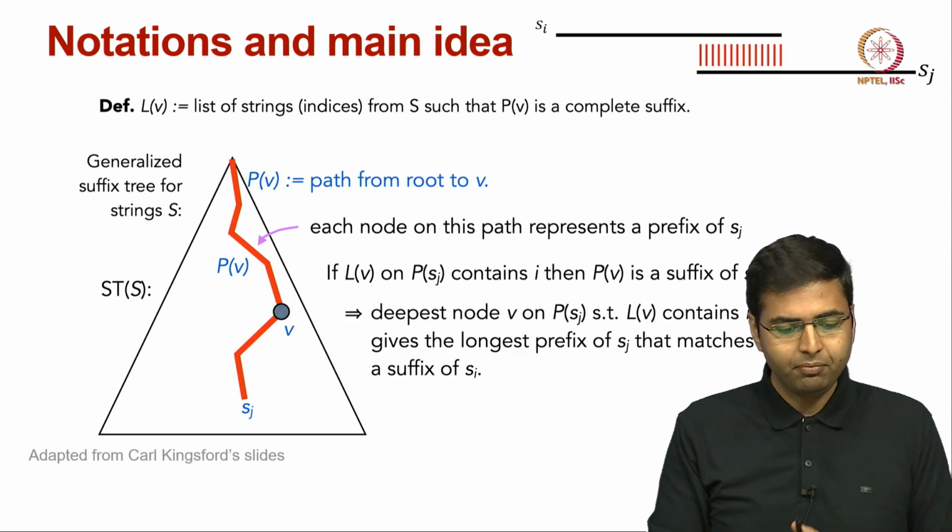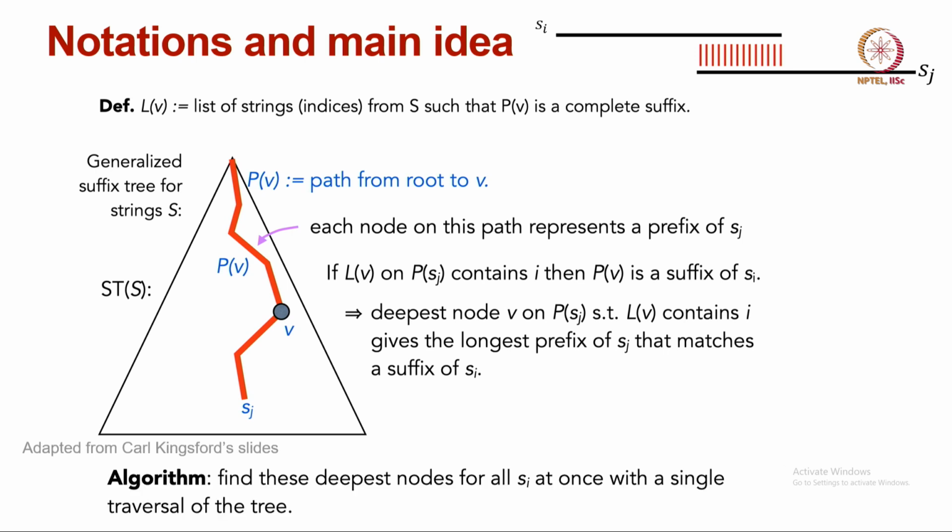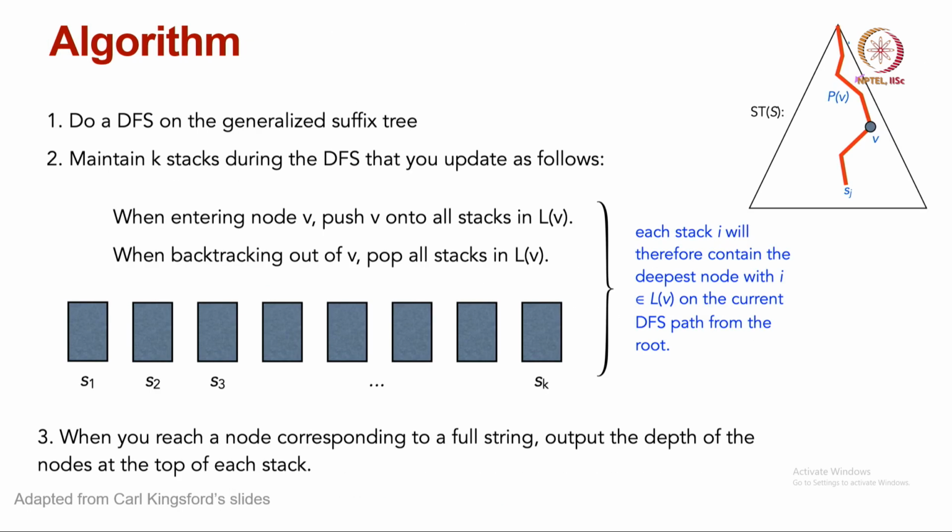So, this is just repeating the step I said just now. The deepest node V on the path such that LV contains i gives the longest prefix of Sj that matches a suffix of Si. We have to find such deepest nodes for all Si with a single traversal of the tree. That is going to be the key of the efficient algorithm. So, this is how the algorithm is going to work. We are going to do a depth first search of the generalized suffix tree.